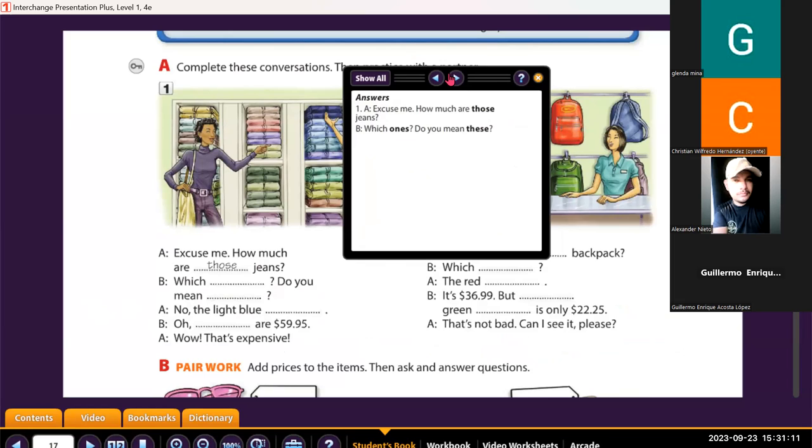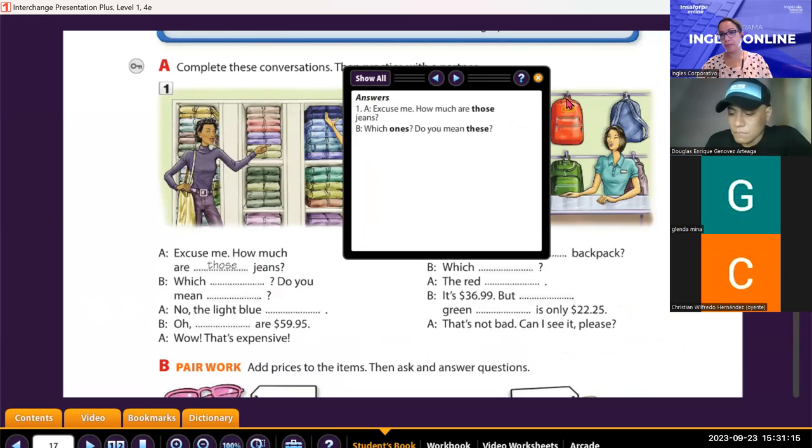Next part. What do you have? No, the light blue ones. Yes. The light blue ones. Good. They are. Oh, okay. If you write those, it's okay. If it's they, it's okay too. Si pusieron they, está bien.